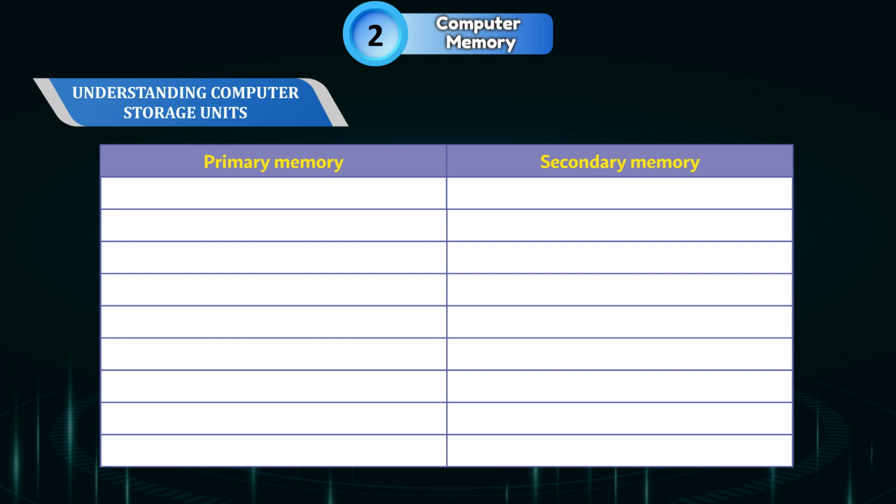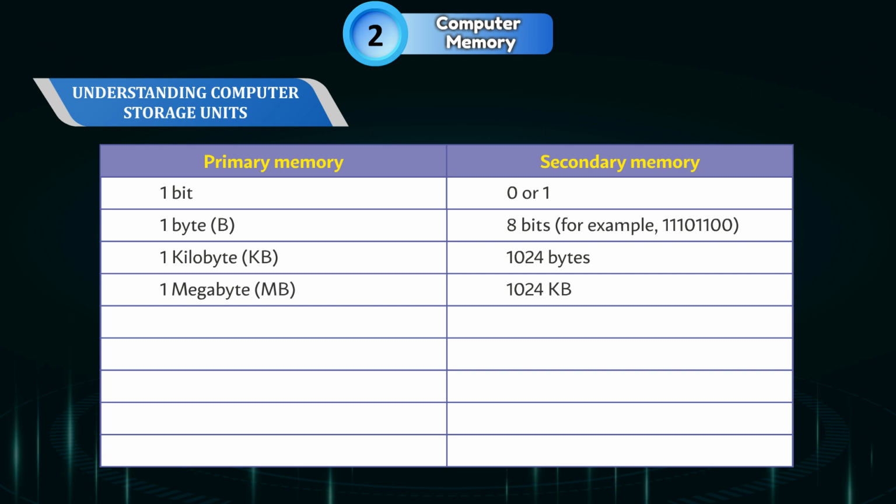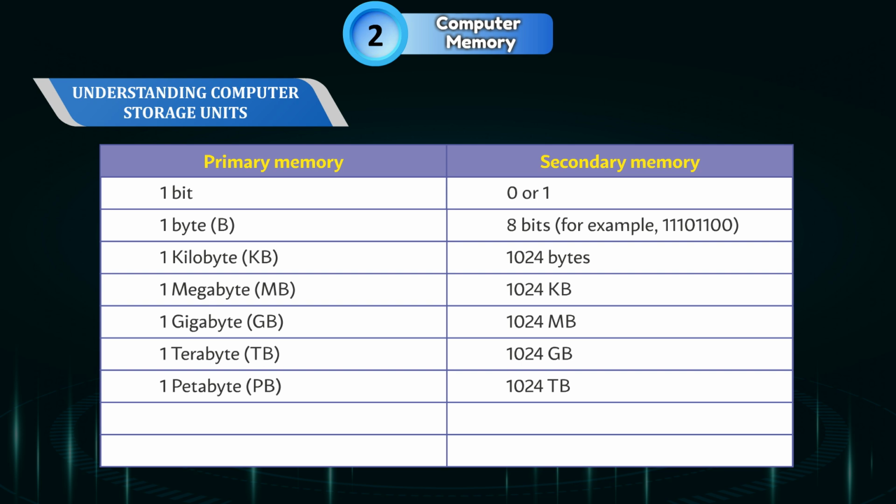1 bit, 0 or 1. 1 byte, B, 8 bits. 1 kilobyte, KB, 1024 bytes. 1 megabyte, MB, 1024 KB. 1 gigabyte, GB, 1024 MB. 1 terabyte, TB, 1024 GB. 1 petabyte, PB, 1024 TB. 1 exabyte, EB, 1024 PB. 1 zettabyte, ZB, 1024 EB.